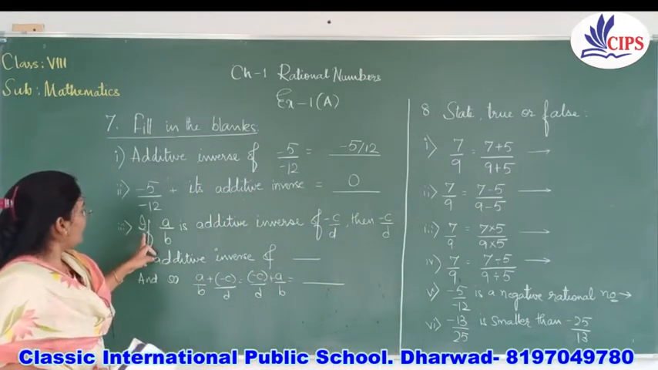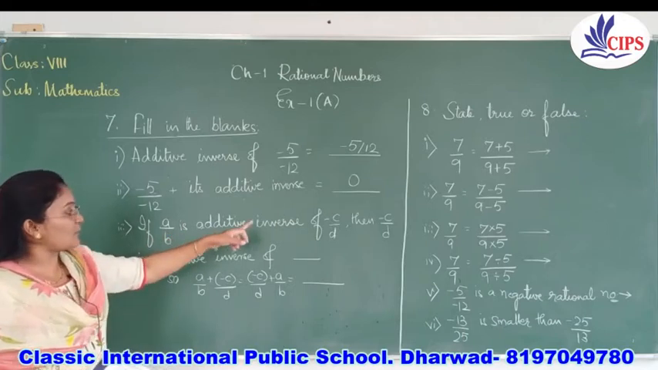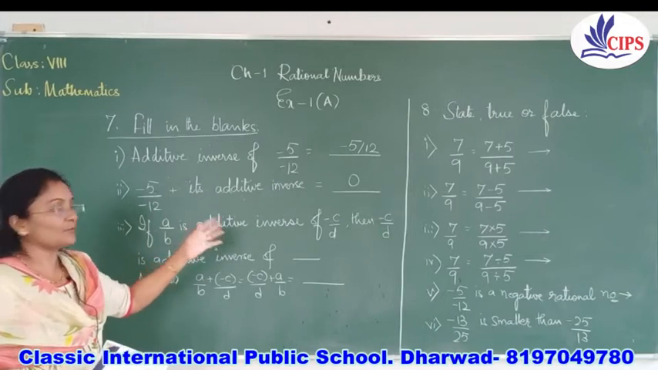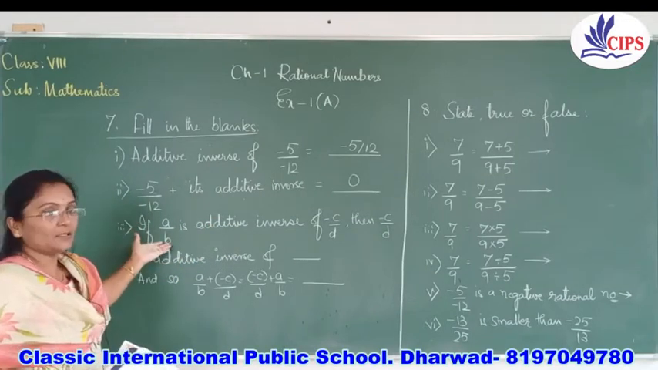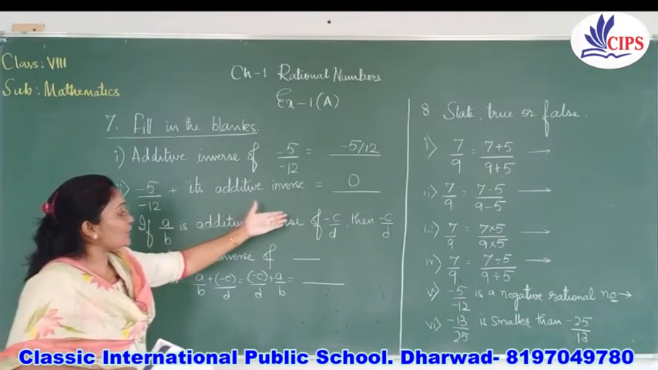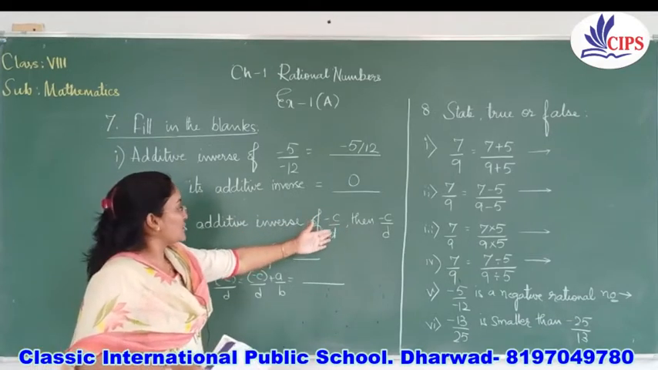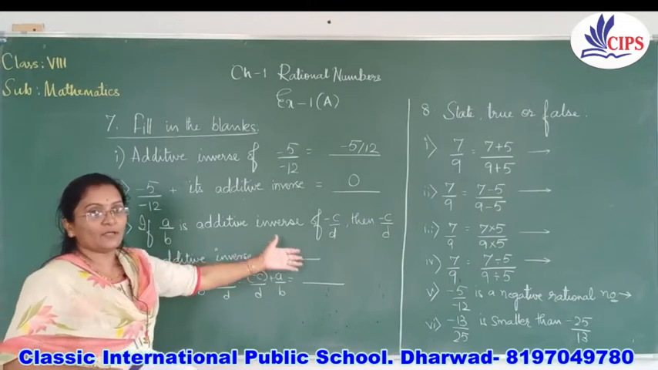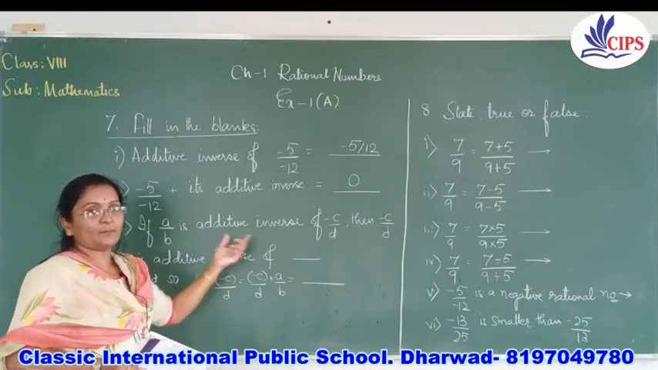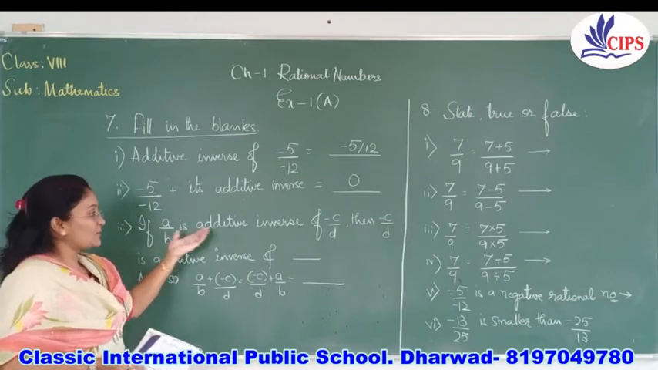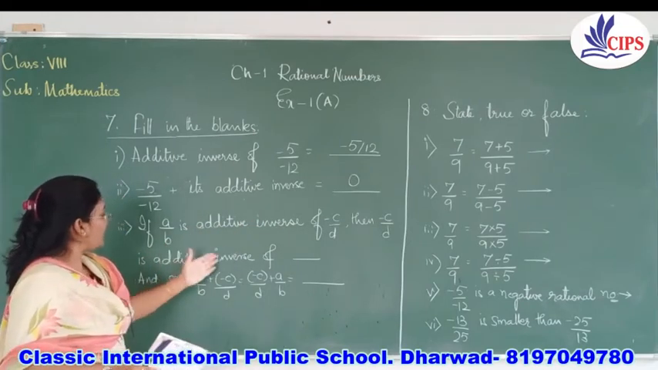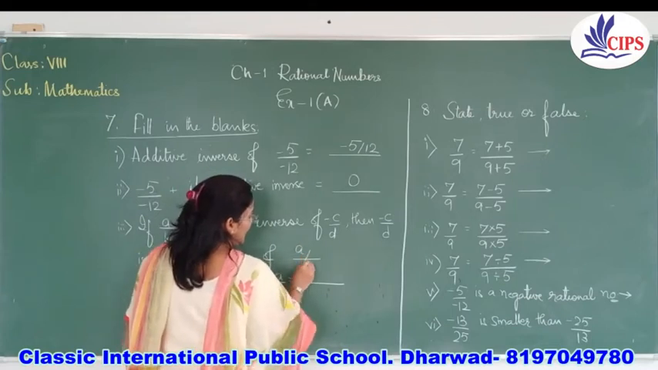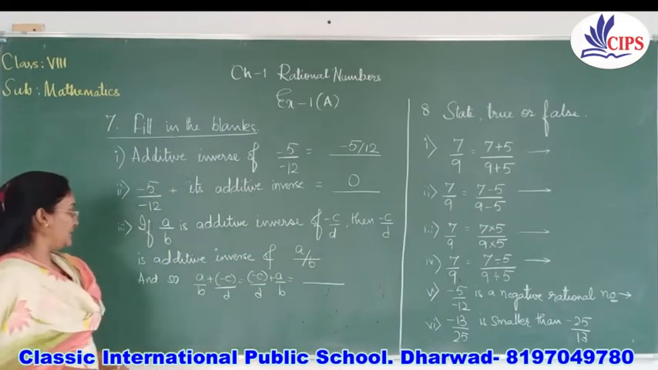Now, if A by B is the additive inverse of minus C by D, suppose you take some example. For example, if 5 by 12 is the additive inverse of minus 5 by 12, then minus 5 by 12 is the additive inverse of 5 by 12. Here they have not given you any number, but they have given it in terms of alphabet. So here minus C by D is the additive inverse of A by B, so our answer will be minus A by B.